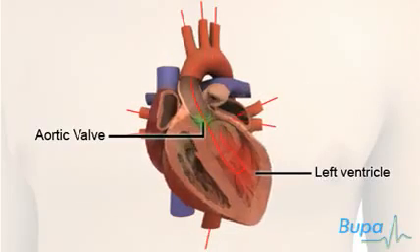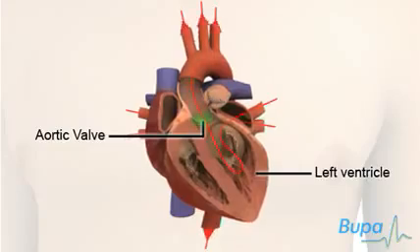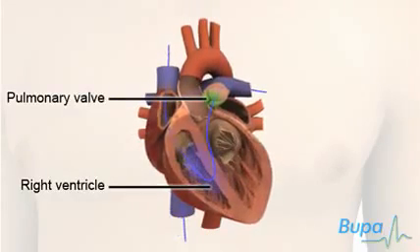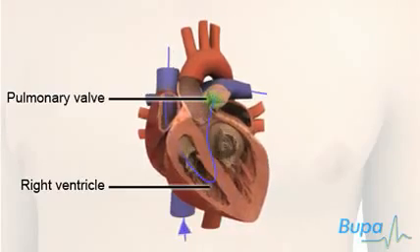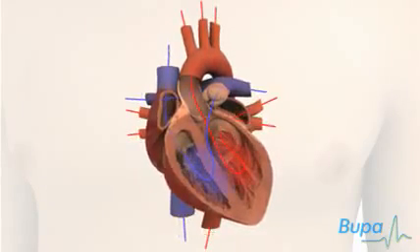The valve at the exit of the left ventricle, the aortic valve, stops blood passing back into the ventricle. The pulmonary valve at the exit of the right ventricle also stops blood flowing backwards. This flow of blood doesn't happen automatically.